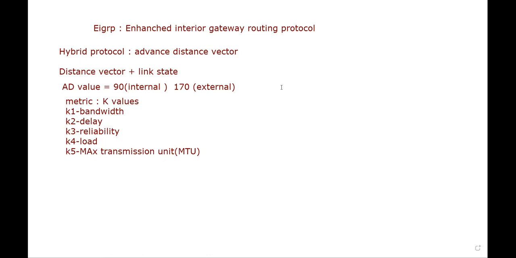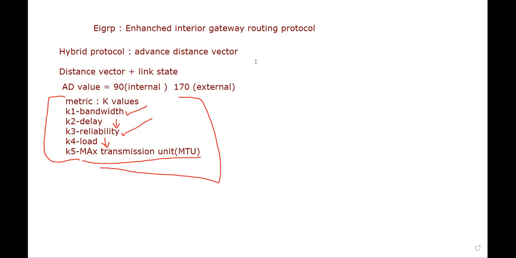If we talk about RIP, RIP's metric was only hop count. Whether the primary path has fast speed or low speed, it always works on hop count. But EIGRP is a smart protocol. It works on bandwidth, which should be high, delay should be less, reliability should be good, load should be less, and after that it checks how much data can be transferred. It checks so many K values, in which it is the best protocol.